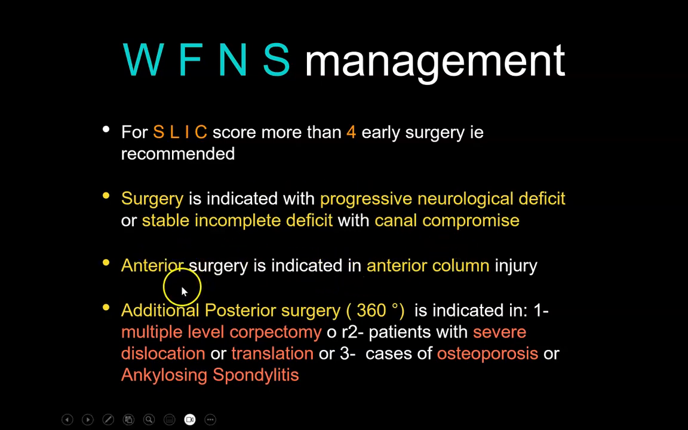And should we add the second question, what to do, anterior or posterior? Always asked. Anterior surgery in anterior column injury, 360, anterior and posterior, in cases of multiple level corpectomy, or patients with severe degree of dislocation or translation. You should not rely on the anterior plate, and in cases, of course, of osteoporosis and ankylosing spondylitis. So this is the answer to when to do the surgery and whether to do it anterior or posterior.